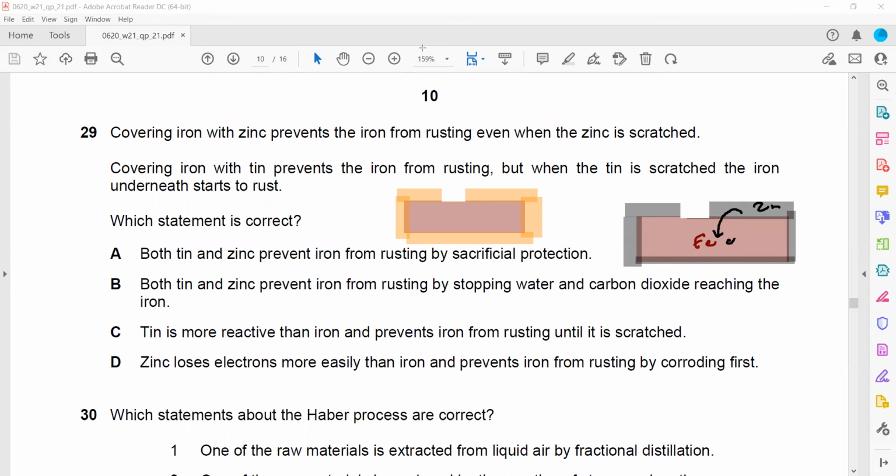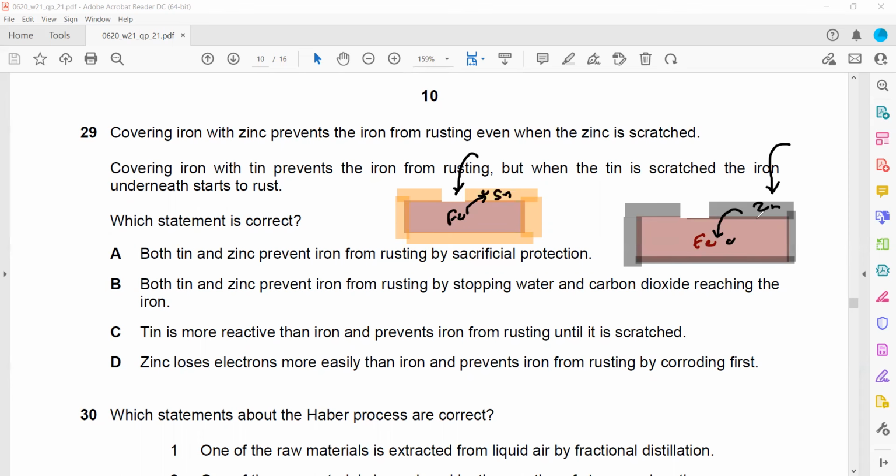Why? Because tin is less reactive than iron. This time the electrons travel from iron to tin, and iron will react instead of tin. And here, what happened? Electrons transfer from zinc to iron. So zinc will react instead of iron.